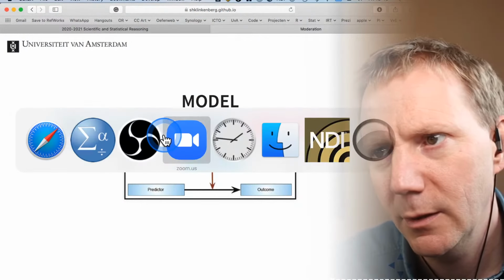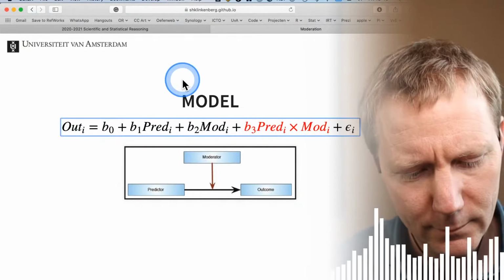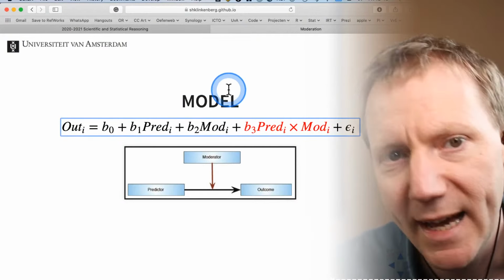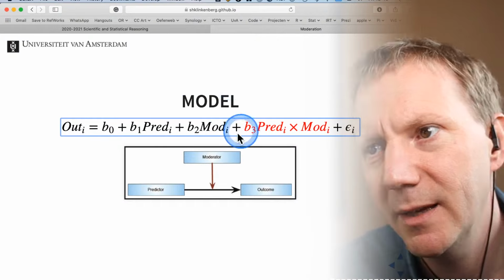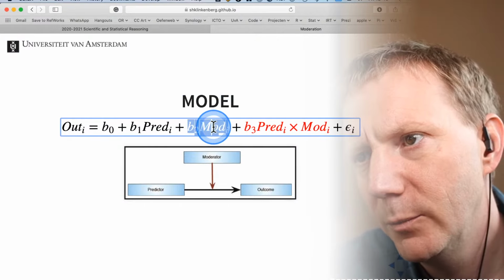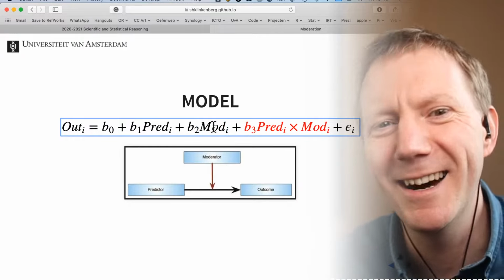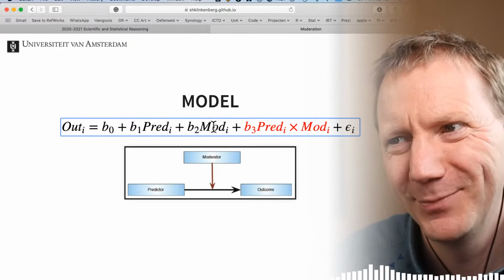Question? Yeah, go ahead. The 0 is in that case the mean then, right? Yeah, exactly. If you mean center, then the value of the moderator being 0 means it's the mean. Okay, thank you. Yeah, very good.